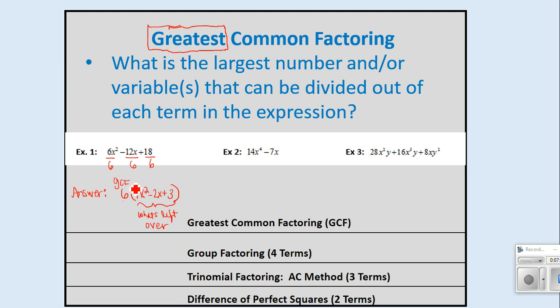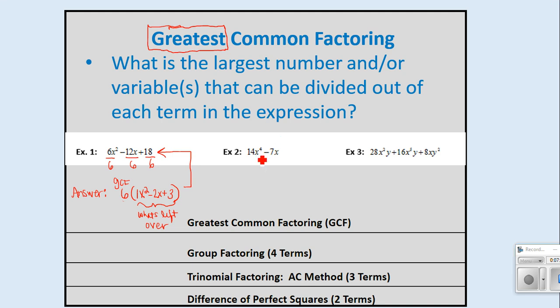Okay, so our answer always looks like this. Greatest common factor out in front, what's left over inside the parentheses. Cool thing about this, again, is that 6 and this part are both factors. And if we multiply the 6 through, we should get back to the original. So 6x squared minus 12x plus 18. That means we factored out at least a common factor. Hopefully you're factoring out the greatest, okay?